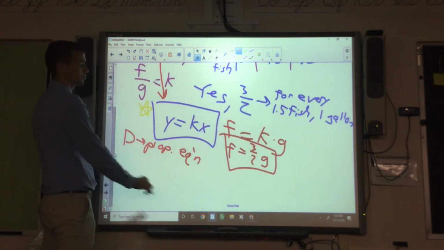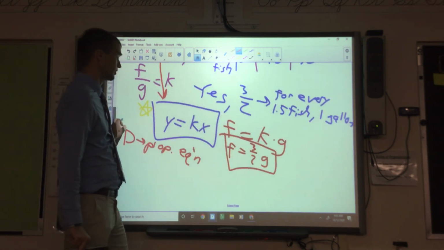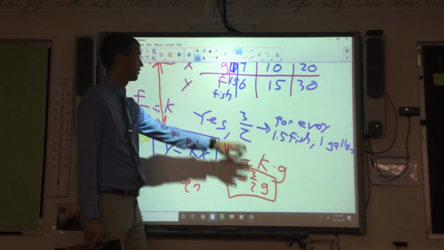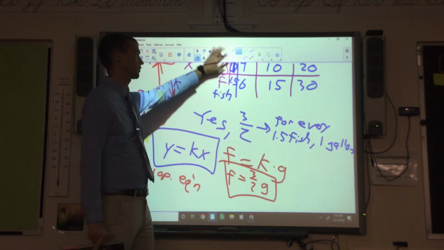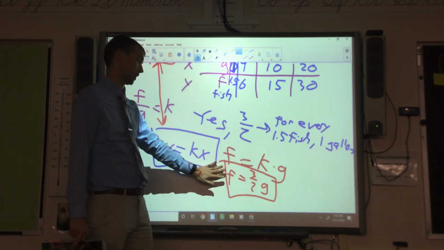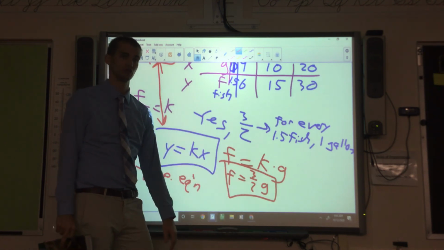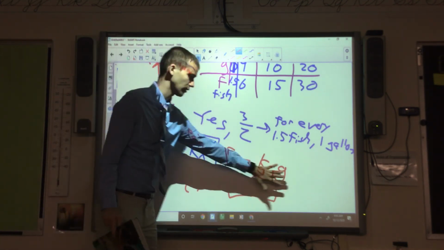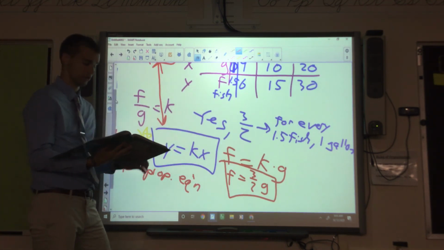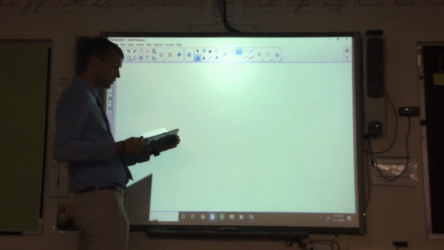But right here, this gives you a little bit better idea of how they actually relate to each other. Because if I have 1 gallon, then I can multiply it by 3 halves, and I'm going to get 3 halves of a fish, or 1 and a half fish. So it's just a different way of doing it, but this is what they want when it comes to the direct proportion equation.